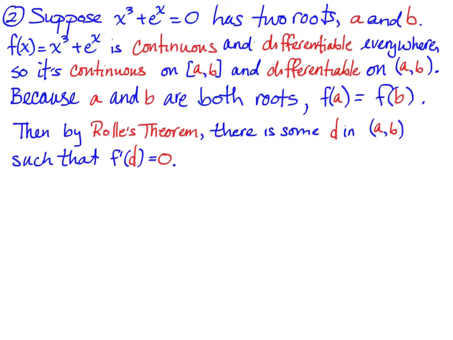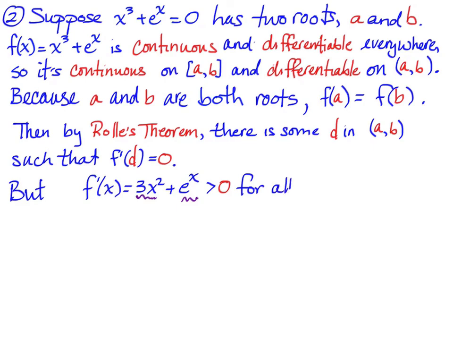Well, let's look at the derivative of f of x. So if we differentiate x to the third plus e to the x, we get f prime of x is equal to 3x squared plus e to the x. And now 3x squared is always greater than or equal to 0, right? And e to the x is always strictly greater than 0. So 3x squared plus e to the x is a positive number for all x. So there's no way that there's a number d where f prime of d is equal to 0.